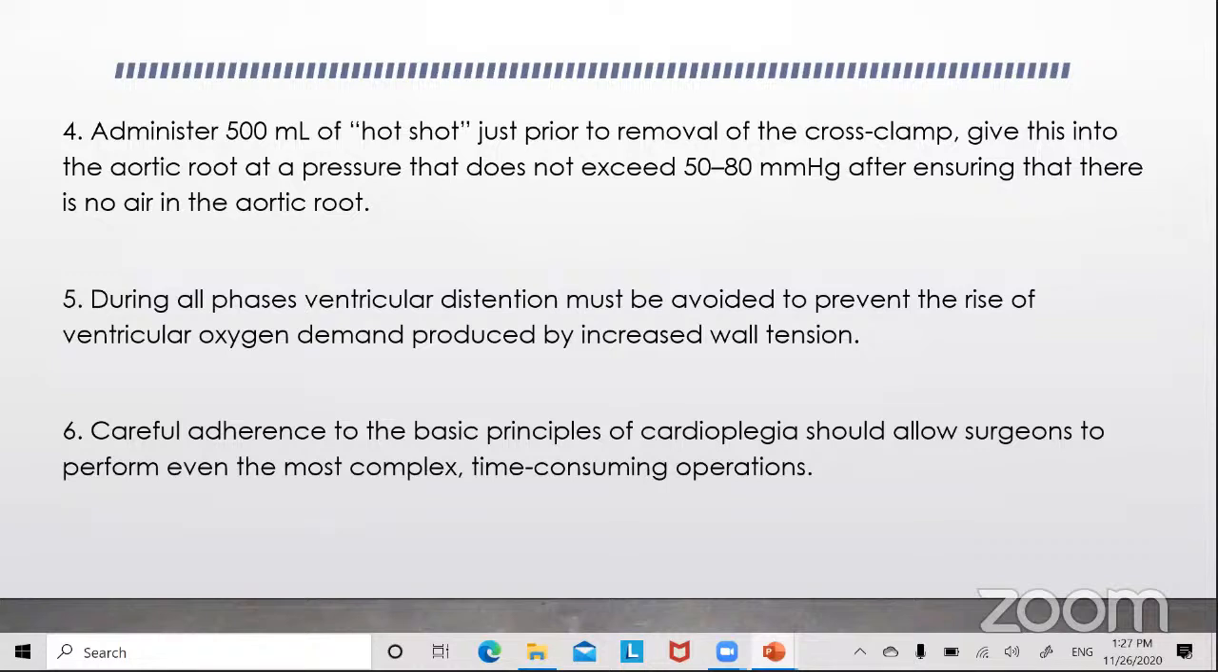During all phases, ventricular distension must be avoided to prevent the rise of ventricular oxygen consumption produced by the increased wall tension. Careful adherence to the basic principles of cardioplegia, maintaining arrest and multi-dosing in particular, should allow the surgeon to perform even the most complex, time-consuming operations without worrying about poor myocardial protection.